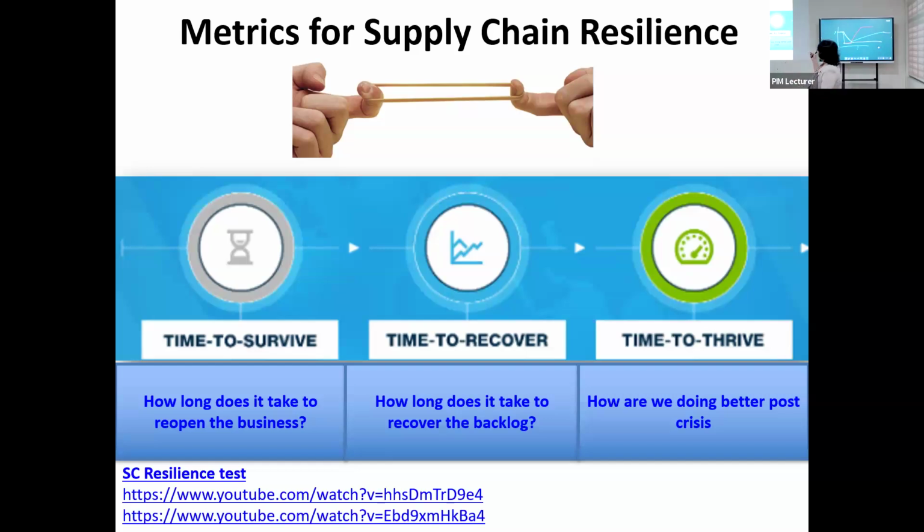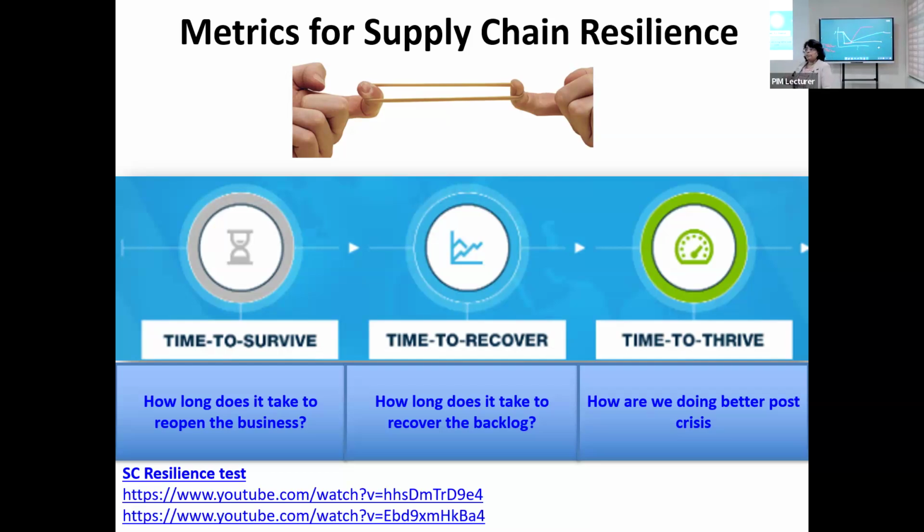So how long does it take to recover the backlog? That's called time to recover. Go back to this level. So you're here, now you got hit. How much time did it take for you to get back to that level? Time to thrive is when you have cleared the backlog and you're going back on track. Any order that you get, you can manage it. How are we doing better post the event or the crisis that hit you?